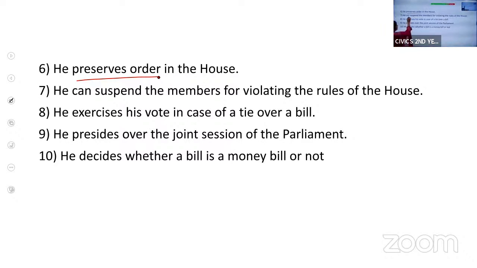Now, he can suspend the members for violating the rules of the House. If any member of Lok Sabha is violating the rules of the Lok Sabha, then the Speaker has the power to suspend that member from the House. Then he exercises his vote in case of tie over a bill. So when the votes are equally divided over a bill in Lok Sabha, then the Speaker of Lok Sabha will give his vote. In Rajya Sabha, when there is tie over a bill, the chairman of Rajya Sabha will give his vote. Otherwise, he will not vote.